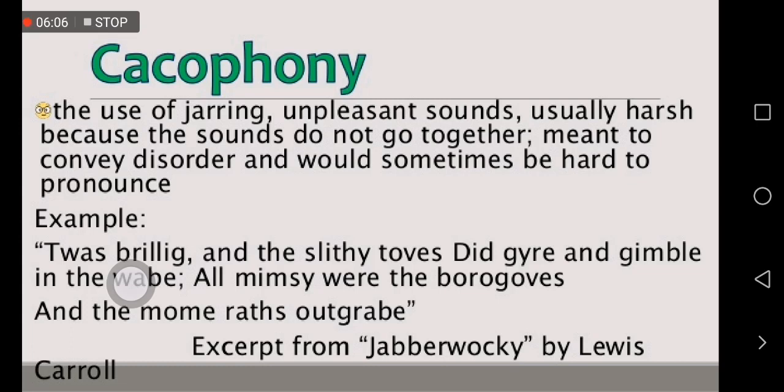It's known as cacophony. So cacophony is the use of jarring, unpleasant sounds, usually harsh because the sounds do not go together, meant to convey disorder and would sometimes be hard to pronounce.